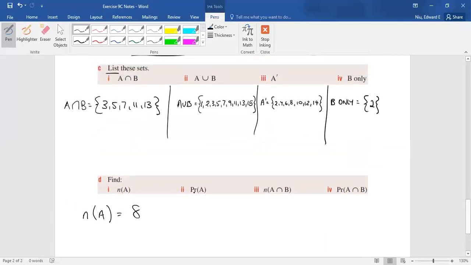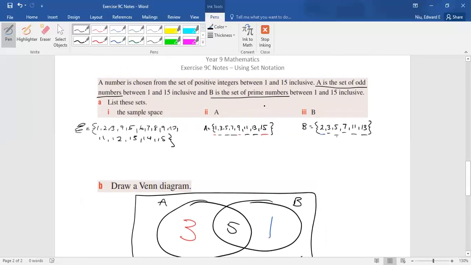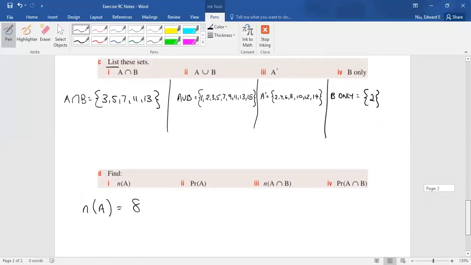Now we have the probability of getting an element out of set A. So how many numbers do we have in total? We had 1 to 15, so 15 numbers in total. 8 of them were in set A. So the probability of drawing a number that's in set A would be 8 out of 15. Notice how the PR and the N is different. Whenever it's N, it just wants a number. Whenever it's PR, it wants the probability or the fraction.